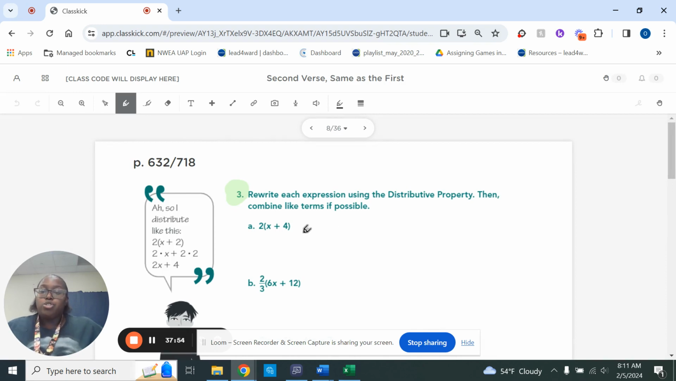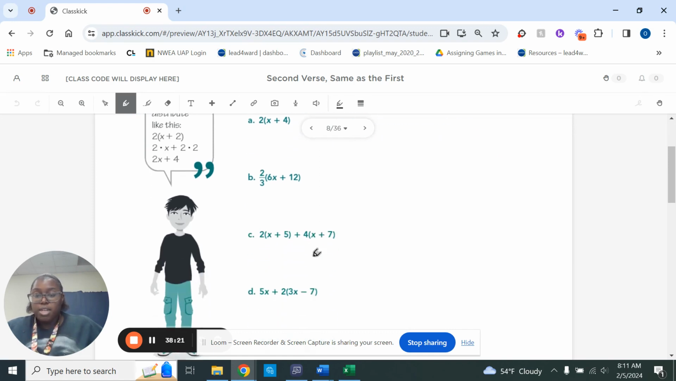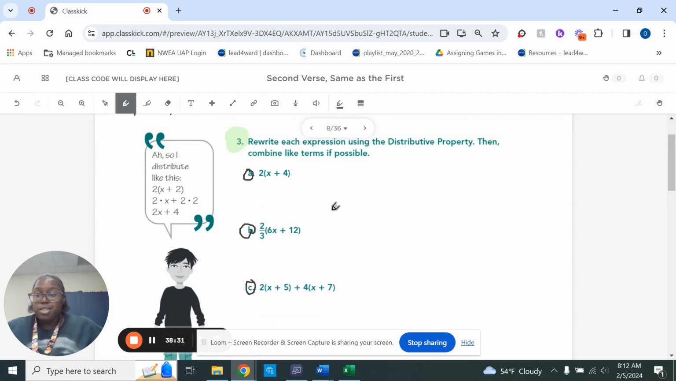Page 232, page 718, depending on what class period you're in. It says rewrite each expression using the distributive property, then combine like terms if possible. This video is already 38 minutes, so as much as I would like to solve all of these, I will only be solving a couple of them just so you can get the gist. That's going to be A, B, and C. The rest of them you would have to solve on your own from the examples that I'm doing.